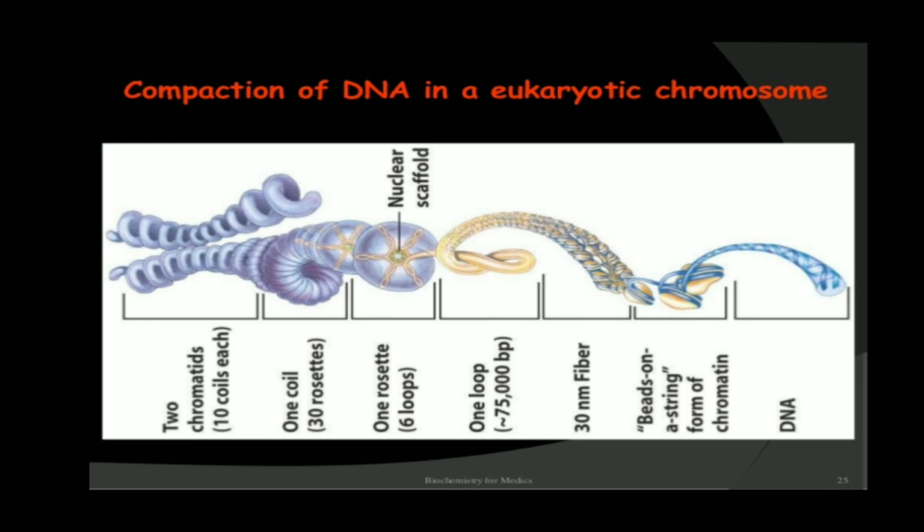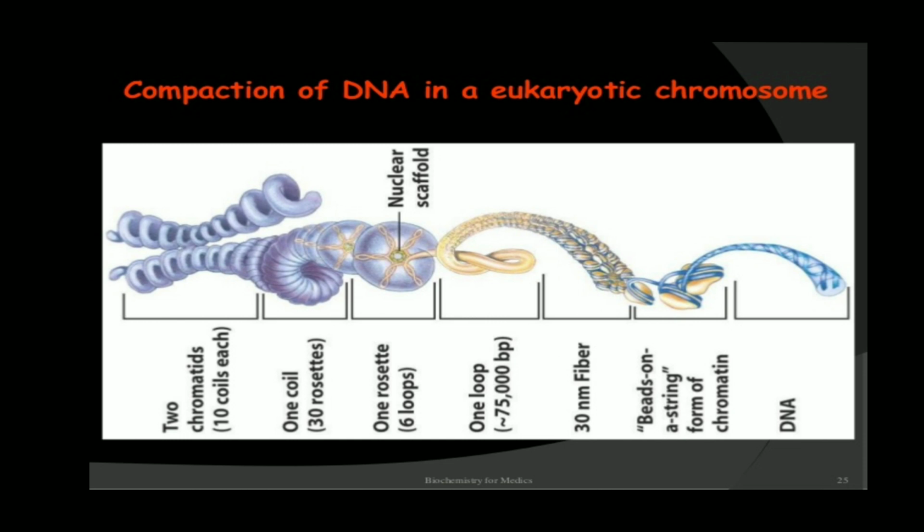So how does the DNA compact to form the structure of these chromosomes? DNA forms beads on a string form of chromatin, which forms the 30 nanometer fiber structure. They then form loops, meaning they get coiled, and a single loop has about 75,000 base pairs. Many such loops get formed to form the structure of a rosette.